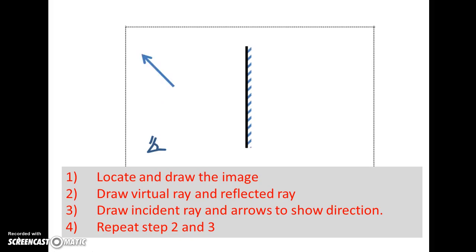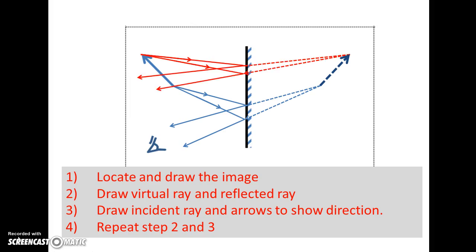Next, you have an object pointing in this direction. So the image would be something like this. You may draw the virtual rays and reflected rays again from the tail of the image, and then they should start from the tail of the object. Similarly, you may draw another set for the tip of the object.